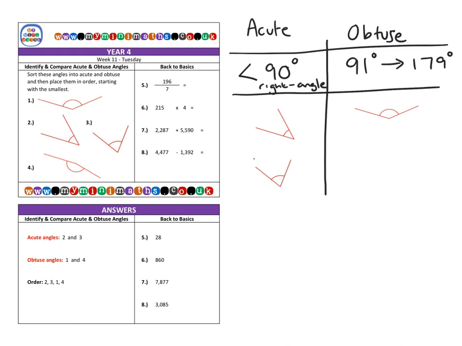And then finally, we have angle number 4 down at the bottom, which is quite similar to angle number 1, and it's much bigger, in fact, than the corner of a table or the corner of your exercise book, your maths book. So that means it must be bigger than the right angle, so it's an obtuse angle.